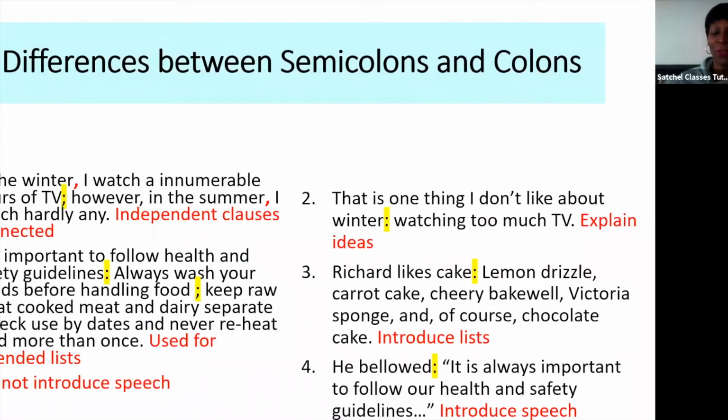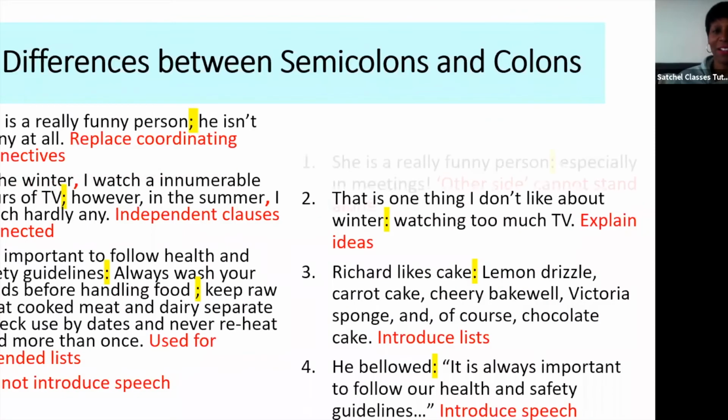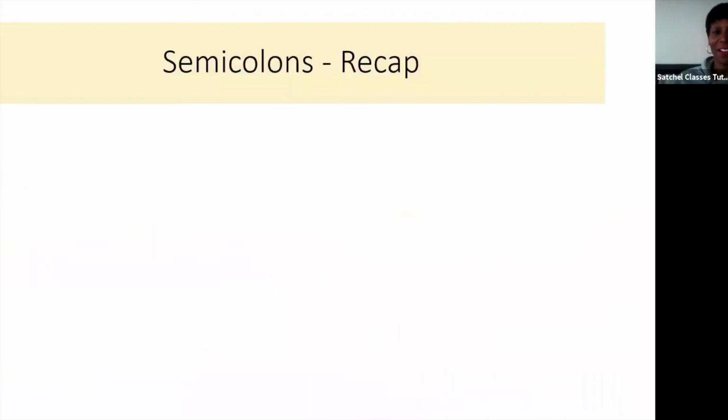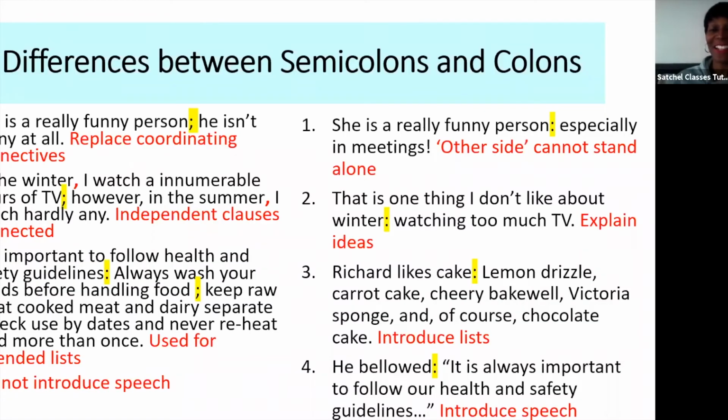So, what are the differences between semicolons and colons? Firstly, she's a really funny person; he isn't funny at all. The semicolon replaces the connective, and either side of the semicolon can stand on its own. Whereas this one, she's a really funny person: especially in meetings. The other side of the colon cannot stand alone.